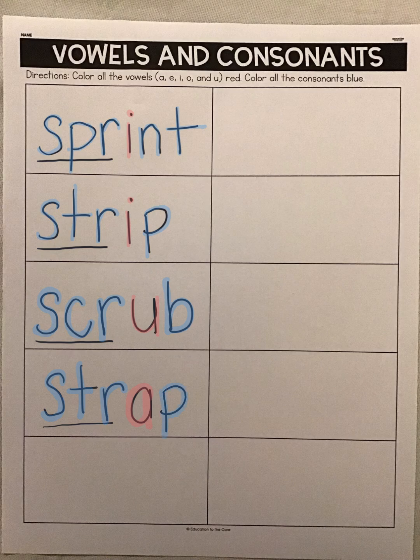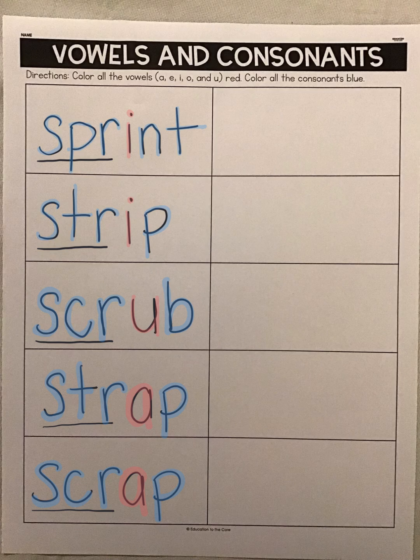Our next word is scrap. S-K-R-A-P. With your pencil, write scrap. S-K-R-A-P. Scrap. Please underline the three-letter blend. With your red crayon, trace the vowel. A. With your blue crayon, trace the consonants. S, K, R, P. Scrap.